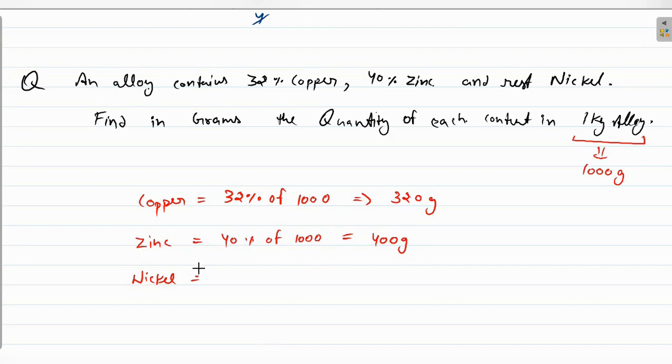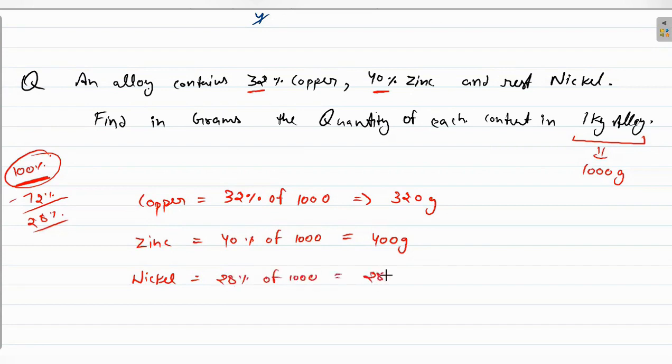Like you can say we know 100% is the total. So out of that 100%, we have already used 40 and 32%. So you will subtract that 72% out of it, so you're just getting 28%. Get it? Yes. We can find 28% of the 1000 again, and you will get 280 grams. Is it clear to you?